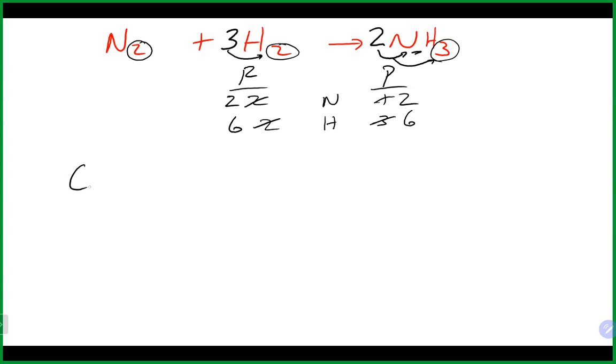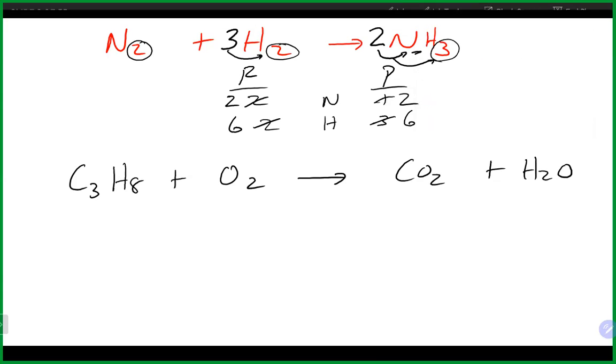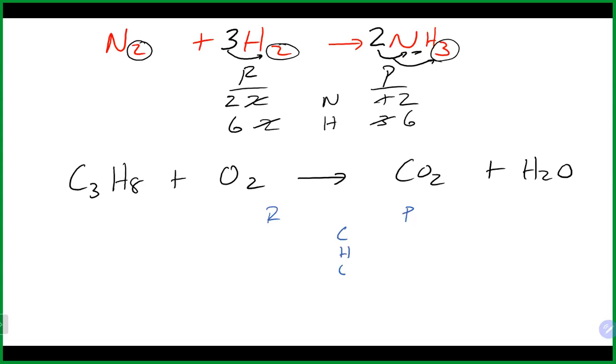Now, if you had, say, C3H8 plus O2 gives CO2 plus water, give that one a go, see what you come up with. Okay, let's take a look. So once again, here we'll make a little table to help us out. We have reactants, we have products, we have carbon, hydrogen, and oxygen. Left-hand side, we have 3 carbons. Right-hand side, we have just 1. Left-hand side, we have 8 hydrogens. Right-hand side, we have 2.